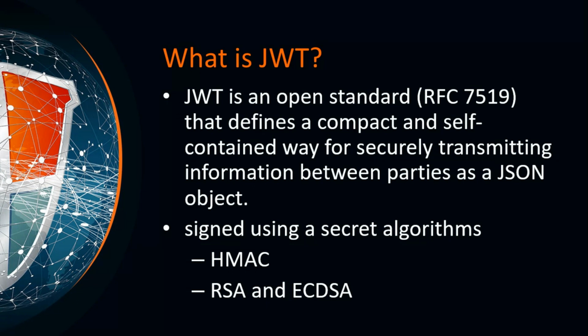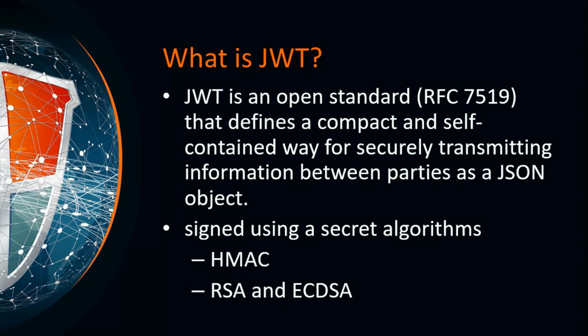So first of all, what is JWT? JWT full form is JSON Web Token. JWT is an open standard, RFC 7519, that defines a compact and self-contained way for securely transmitting information between two parties as a JSON object. This specification allows us to use JWT to pass secure and reliable information between user and server.